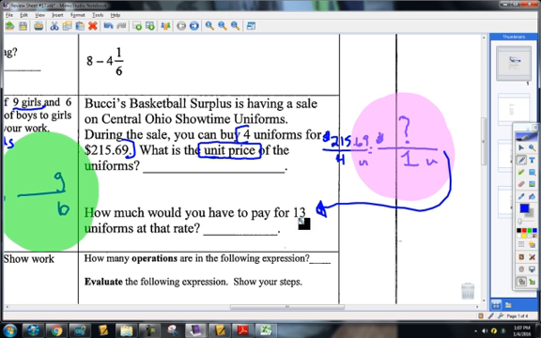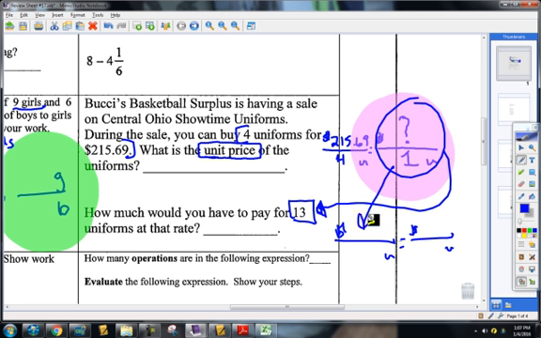and you're going to do another proportion, only now you're going to put 13 uniforms. So you're going to have another proportion with uniforms in the bottom, money in the top. You're going to take the pink one, that right there, and you'll stick that there, and then you'll put 13 there, and then just solve to figure out that.